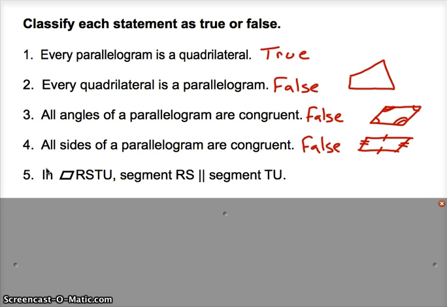All right, number 5. In parallelogram RSTU, segment RS would be parallel to segment TU. The easiest way to do this one is draw yourself a picture. It doesn't have to be fancy, but draw yourself a parallelogram. And when it's called RSTU, start at any vertex and start going clockwise or counterclockwise, labeling R, S, T, and U. And now check. Does it look like you have the appropriate segments? So is segment RS parallel to segment TU? They are opposite sides in the parallelogram, so they should actually be congruent, so that would be true.